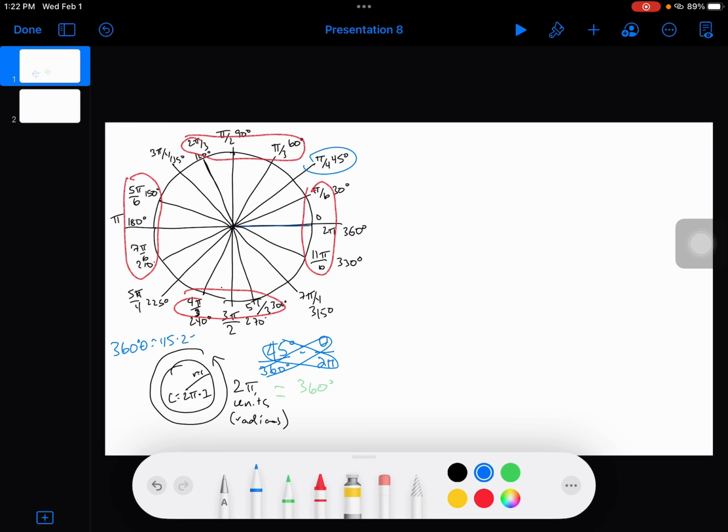45 times 2 pi. And then we can just simplify. We're going to get theta is equal to 90 pi over 360. So theta is equal to 90 and 360 share a common factor, which is 90. And so that gives us pi over 4, and that checks out up on our wheel up there.